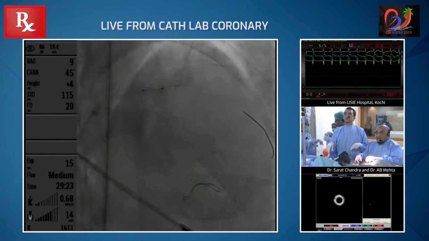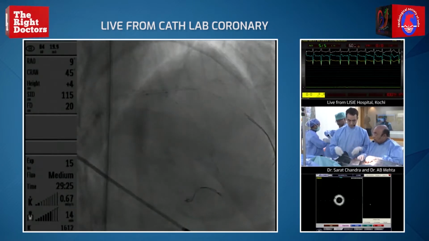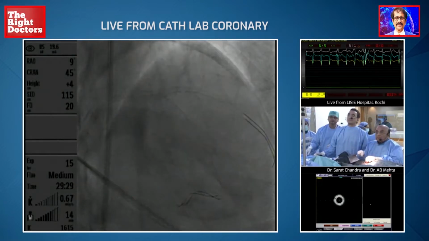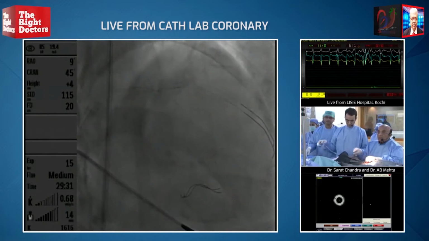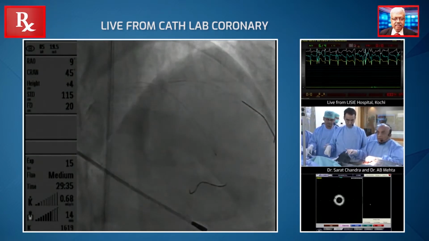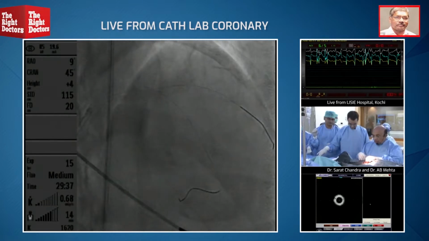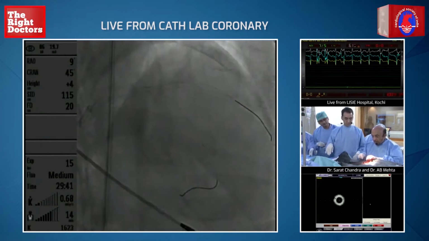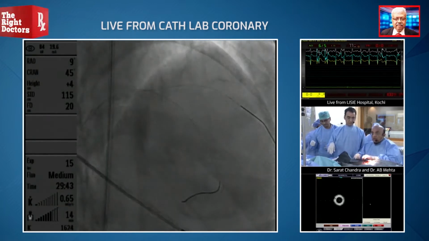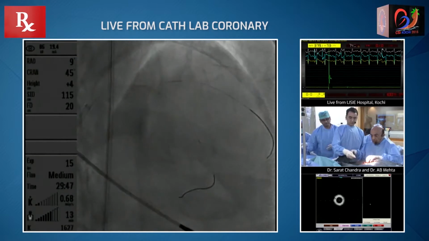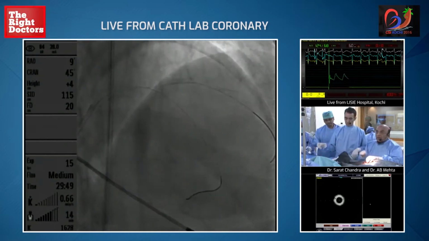We'll place an LED stand, and I think this balloon should be out also. It is optional to keep this wire there in the side branch now. Actually, one can think of, we can even, okay. Okay, give me an LED stand.